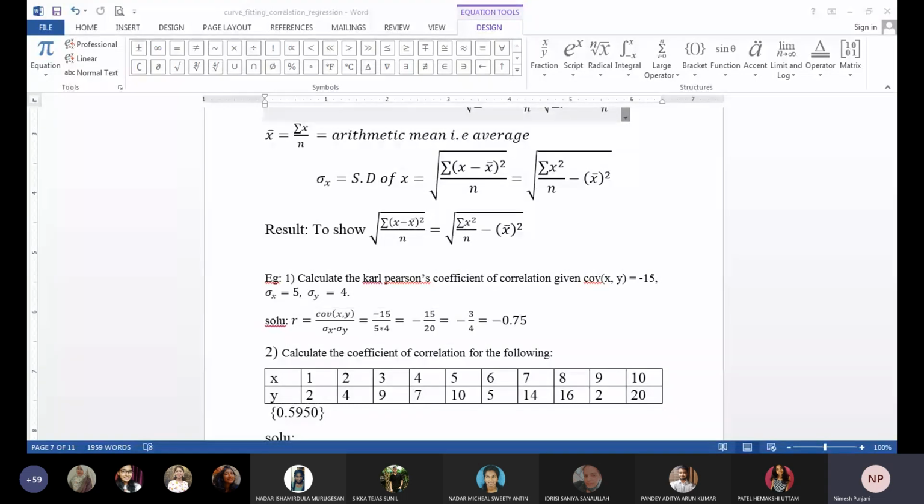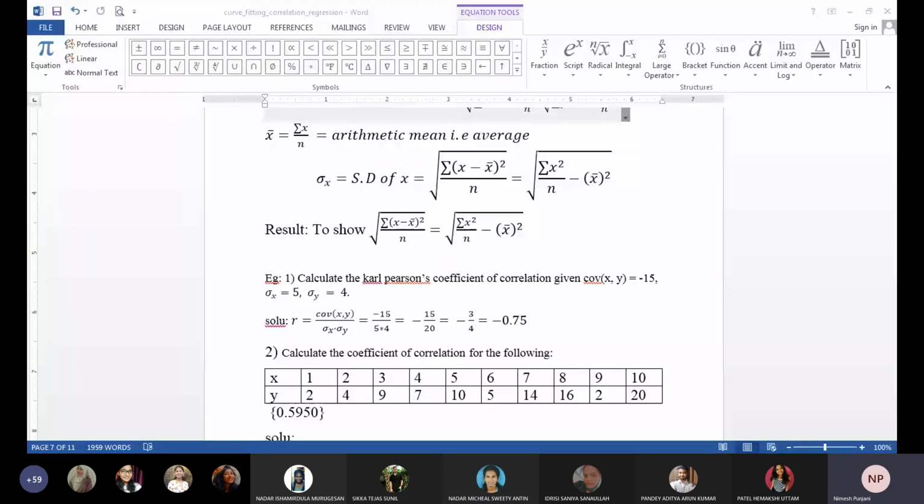Sorry, in between I think I got disconnected. Are you able to see the file? Yes, sir. Is the Word file visible?